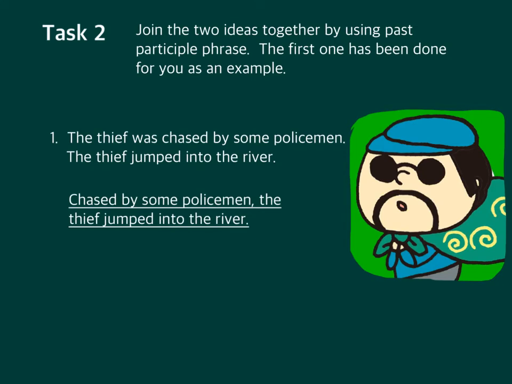Task 2. Join the two ideas together by using past participle phrase. The first one has been done for you as an example. 1. The thief was chased by some policemen. The thief jumped into the river. Chased by some policemen, the thief jumped into the river.